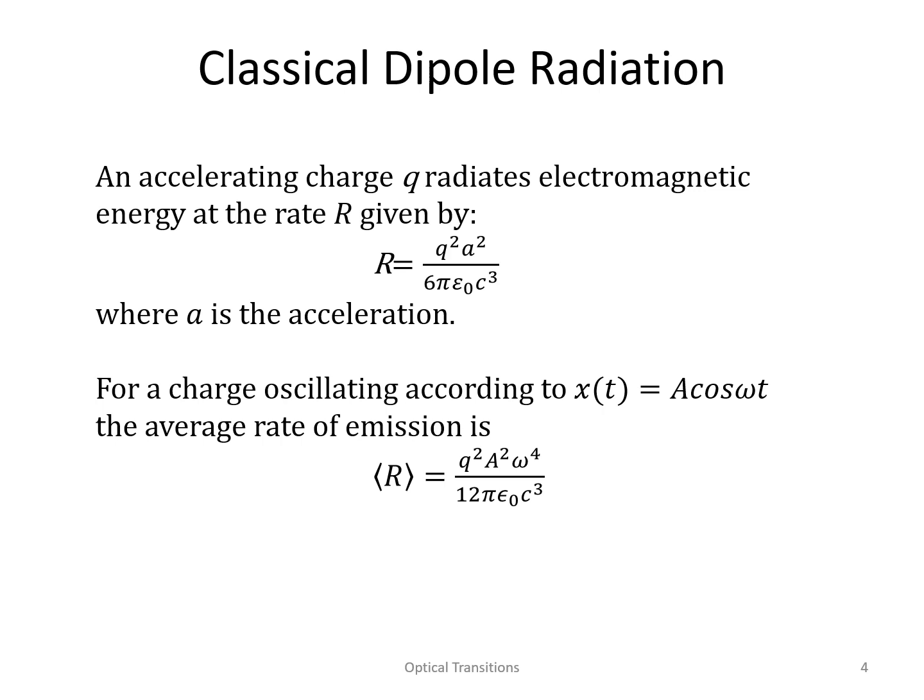And in our case, we're going to be worrying about an oscillating charge or a dipole oscillating. So if the charge moves according to position as a function of time is equal to A cosine omega t, then classical electromagnetic theory tells us that the average rate of emission is charge squared, amplitude of the motion squared, frequency of the motion to the fourth power, and constants, permittivity and speed of light.